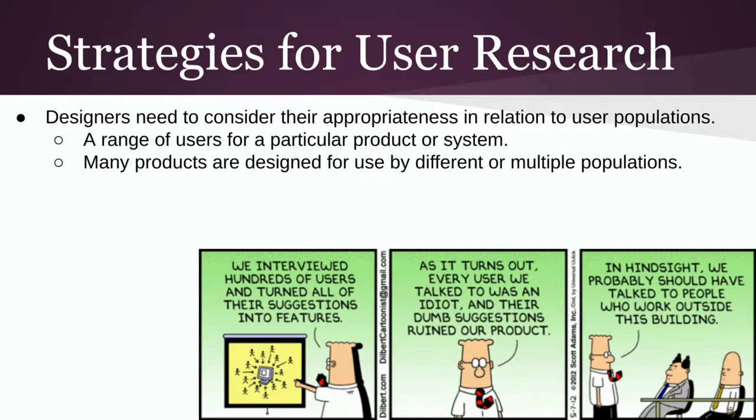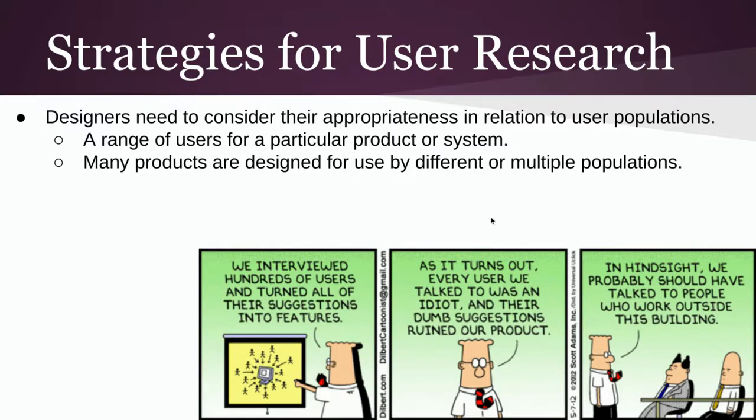Strategies for user research. Designers need to consider their appropriateness in relation to user populations, a range of users for a particular product or system, and many products are designed for use by different or multiple populations. And you as the designer need to understand who all these different groups are. So what do we do? We do research, we do interviews, we do demos, we have user trials.